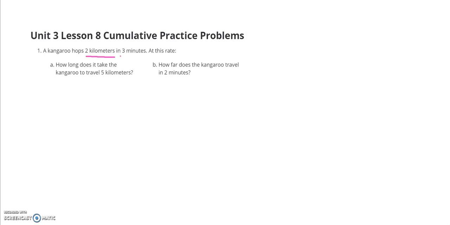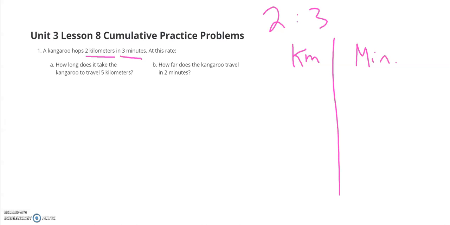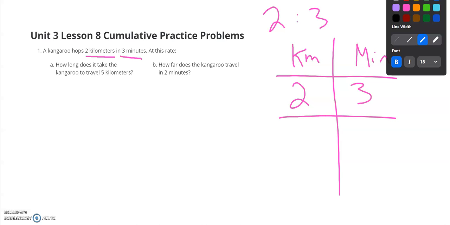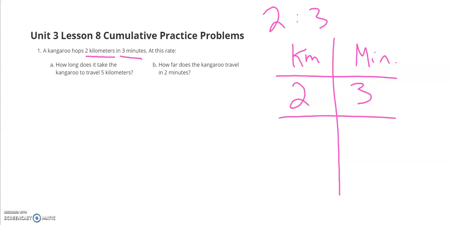Kangaroo goes 2 kilometers in 3 minutes. 2 to 3, we're going to make a table. We have kilometers and we have minutes. And we're told that 2 kilometers takes 3 minutes. Now we need to know how long does it take the kangaroo to travel 5 kilometers. So we need a 5 here. And we want to know how long is that going to take.